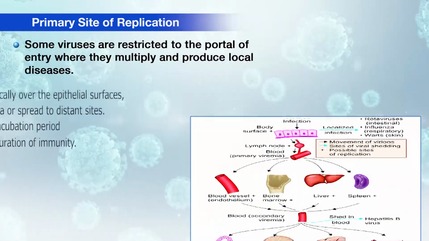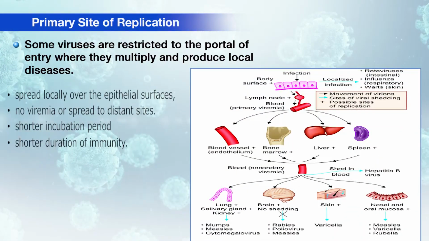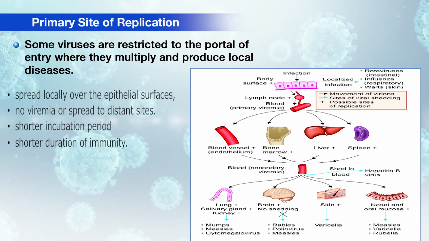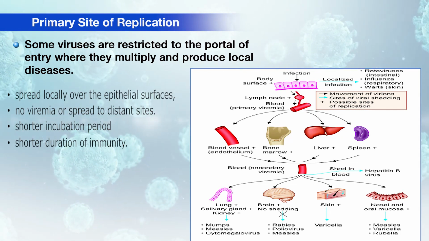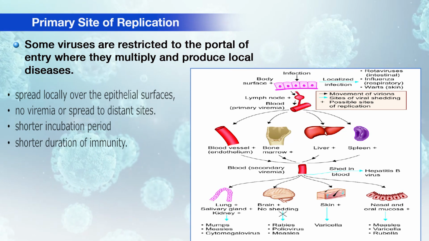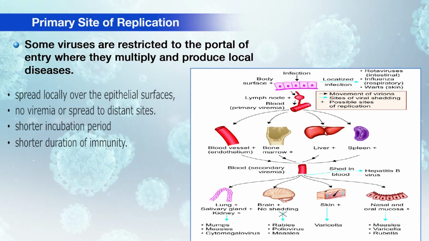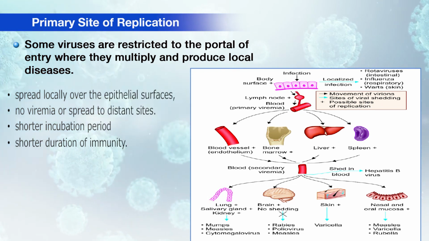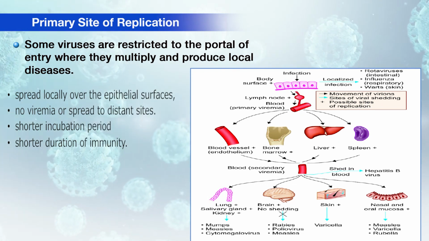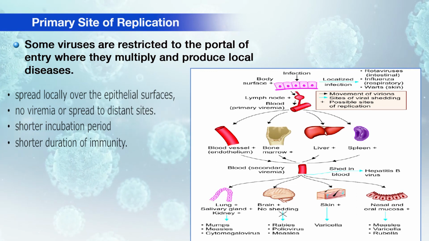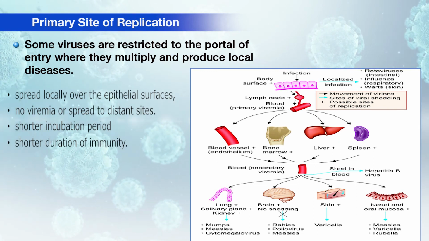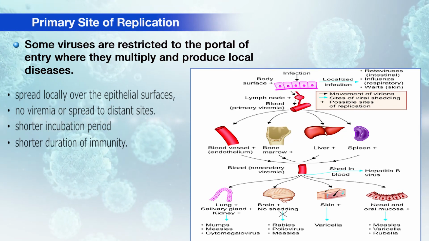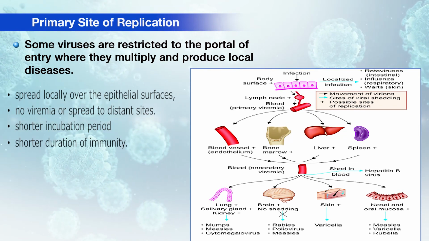So as you can see in this particular slide, the previous table had mentioned the portal of entry as a point. So the primary site of replication could be either the portal of entry or a site different from the portal of entry. The ones that are producing infection at the local point could be on the epithelial cells, wherein there is no viremia or spread to a distant site. It will have a shorter incubation period and shorter duration of immunity.